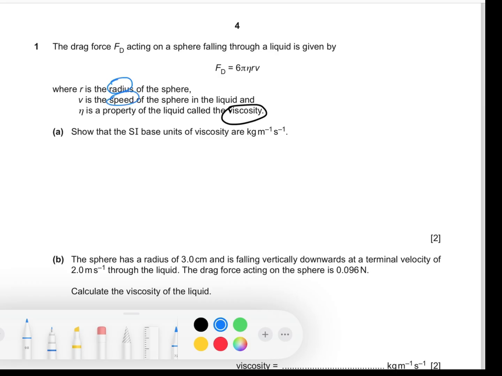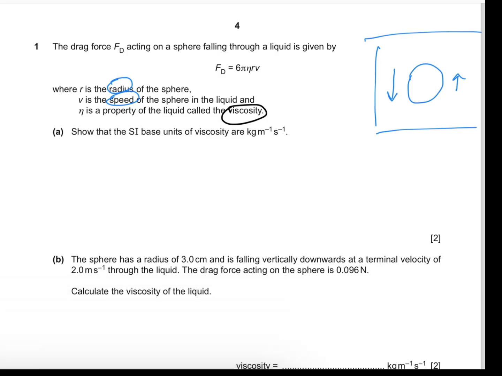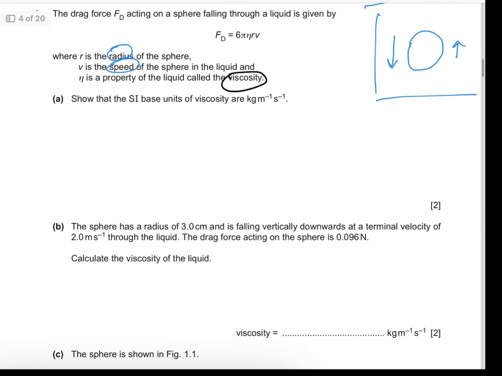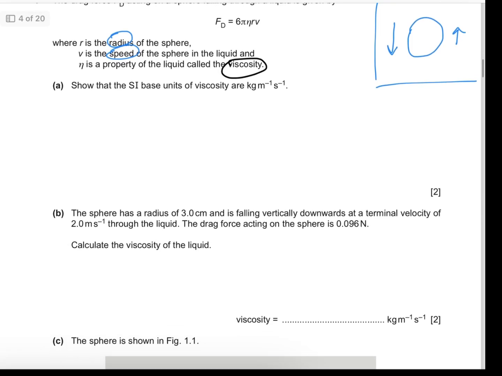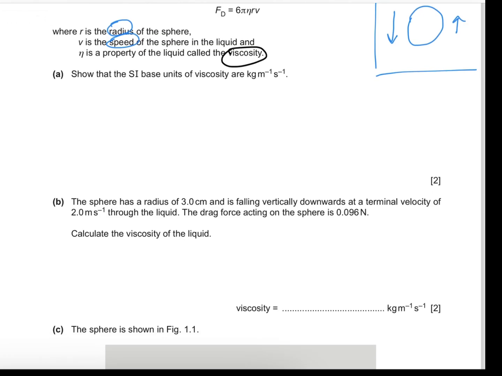So you have a sphere falling through a liquid, and we know that whenever an object falls through a fluid, it will experience a force of upthrust. So just keep it in mind. We'll probably need that going further into the question. Part A: show that SI base units of viscosity are kg per meter per second.